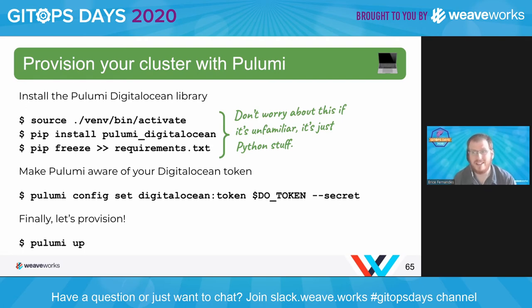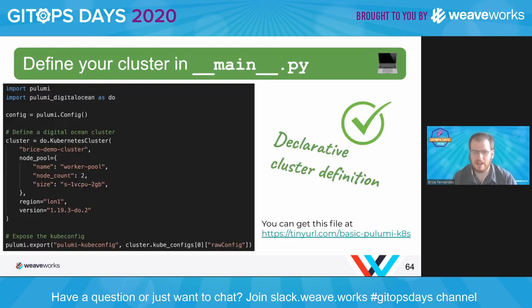set up our dependencies. So you'll notice in my cluster configuration here, I'm importing another library besides Pulumi, which is Pulumi DigitalOcean. Now we've not imported that. We've not managed that library just yet. So we'll need to do that. So let's start with importing that library.